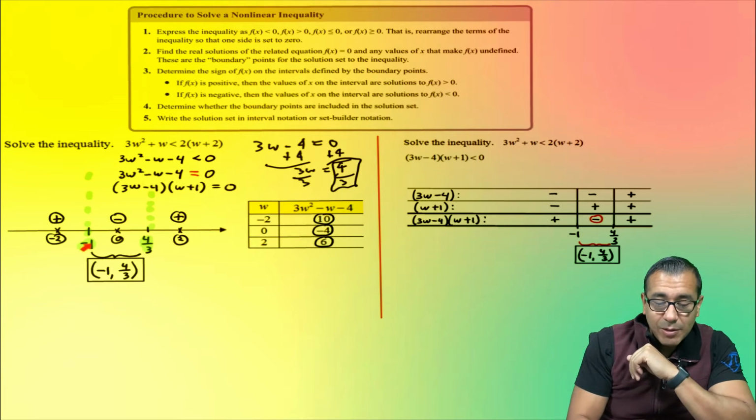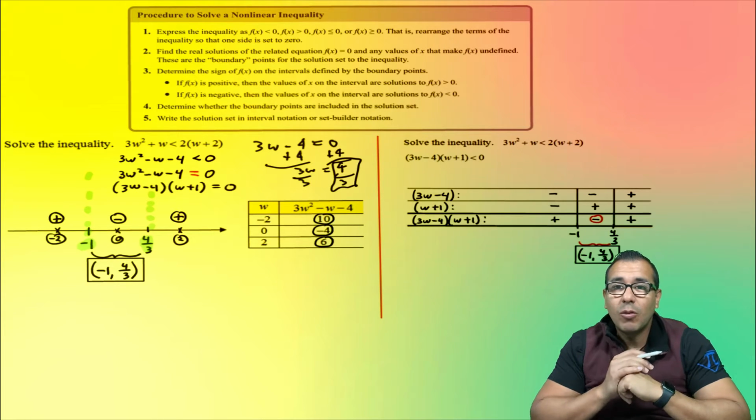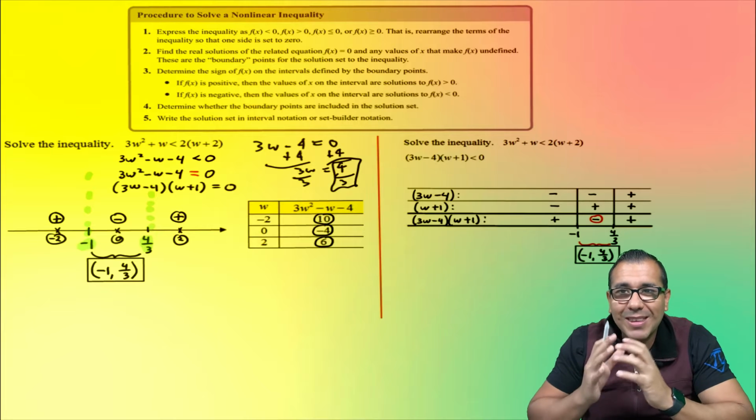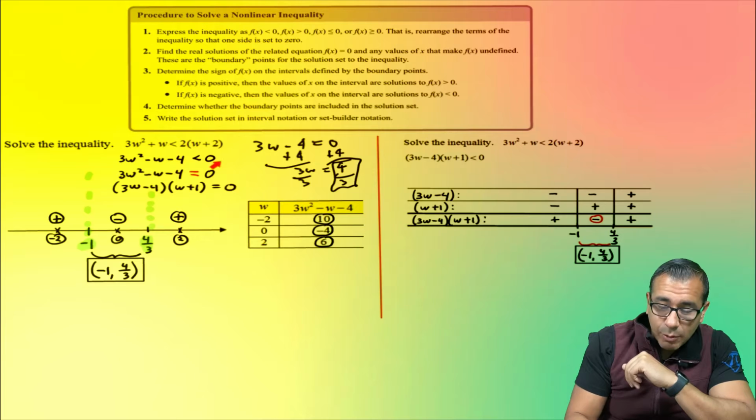So any number between -1 and 4/3, any number in this region, look, is going to give me a negative output. So that's why my solution is any number from -1 to 4/3. And so that's what I'm looking for right there. So again, the idea is huge. All right, that's technique number 1.